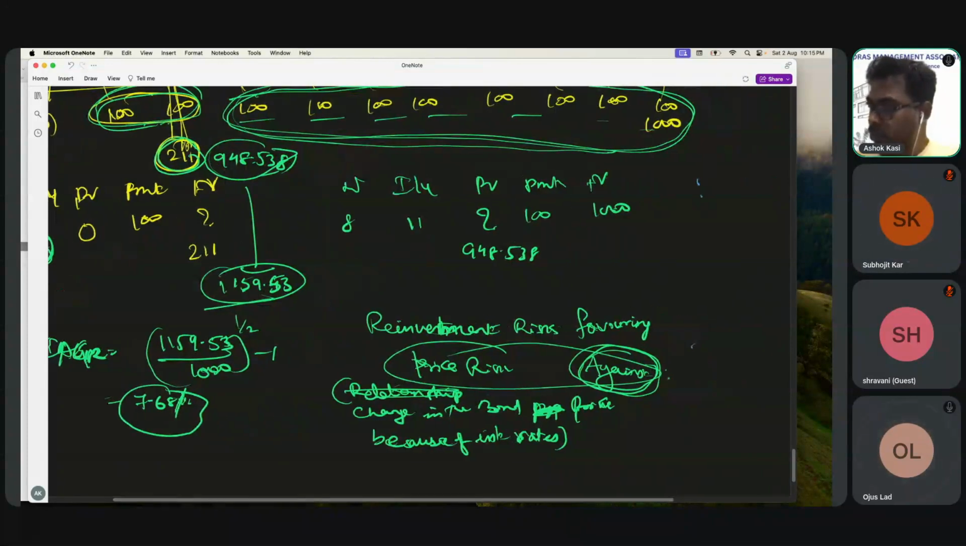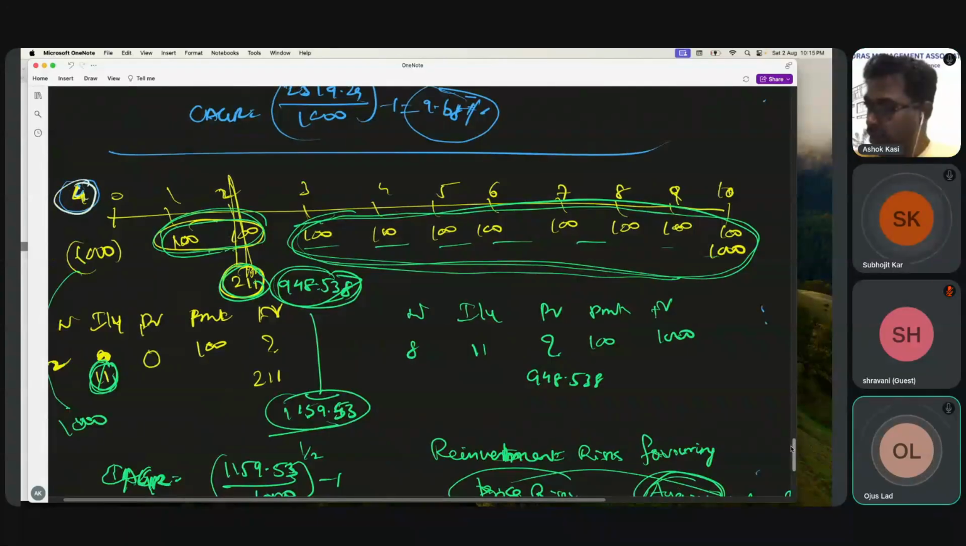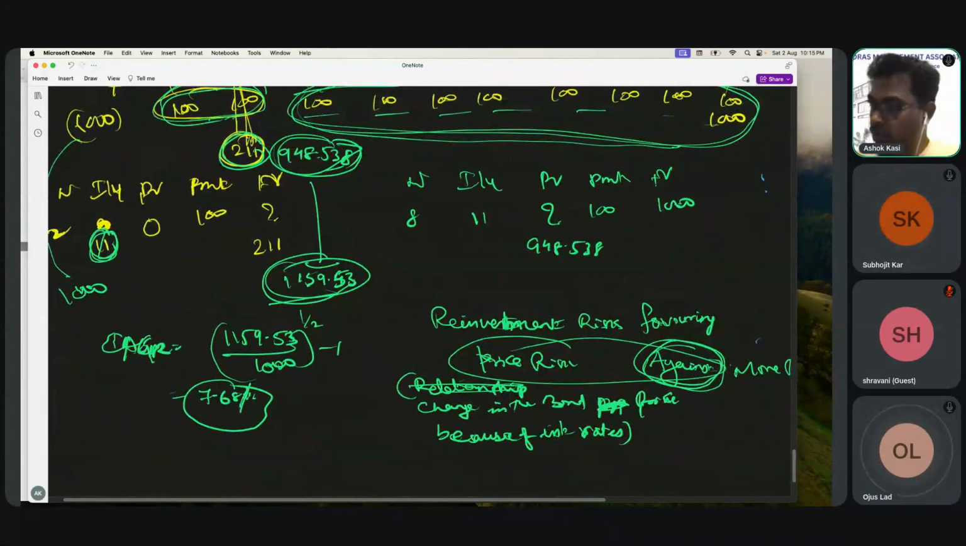So bad news are more for you. Now when bad news are more for you, what will happen? The bond price is heavily coming down. That is why this closing price, 1159, has come down highly, this numerator value has come down, and so your returns have come down highly. Have you understood? In the short run, we face price risk, and in the long run, reinvestment risk.